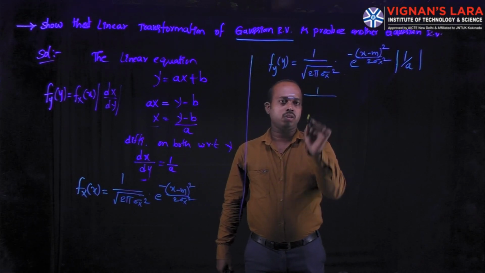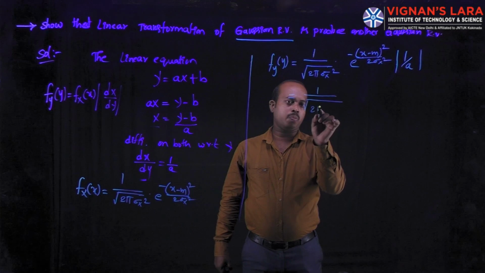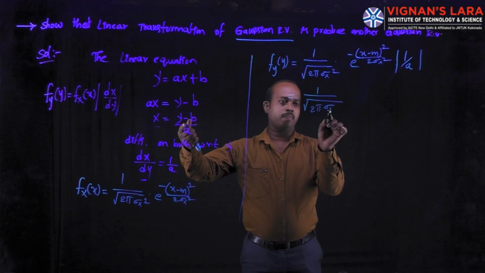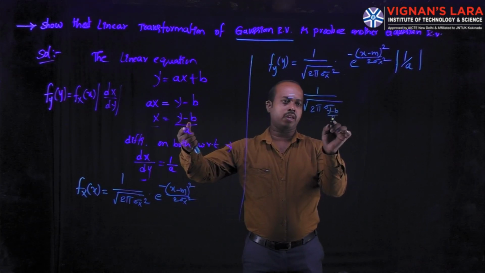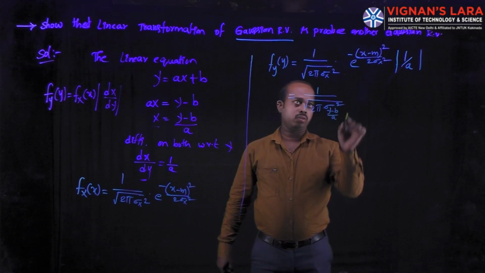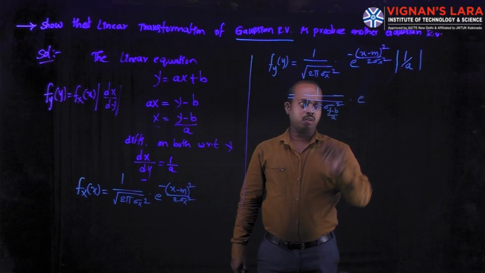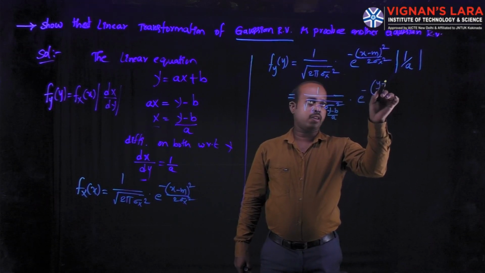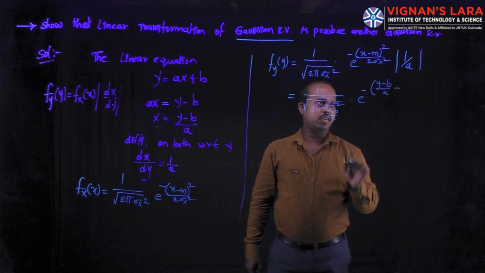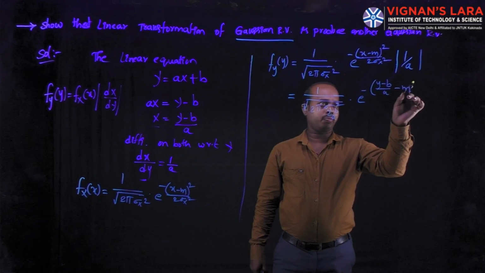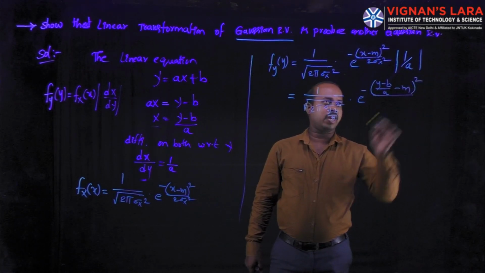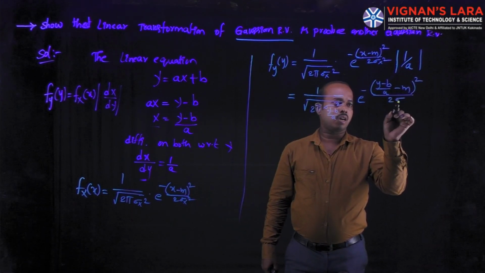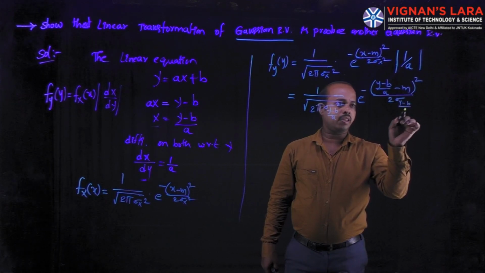The 1 divided by square root of 2 pi sigma x square, I am changing with y minus b divided by a here sigma square. Similarly, you can substitute in the power of the exponential: minus x quantity, y minus b by a, minus mean value m, whole square, divided by 2 sigma, that is y minus b by a square.